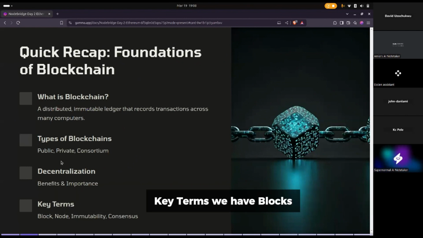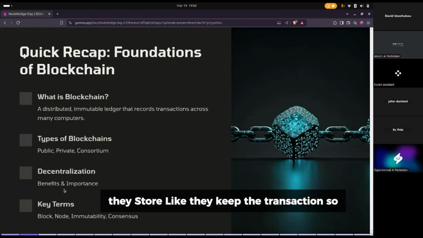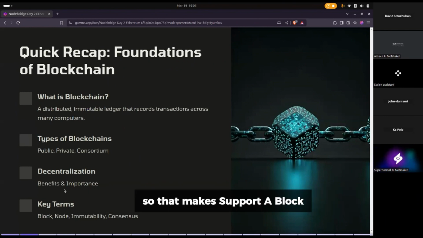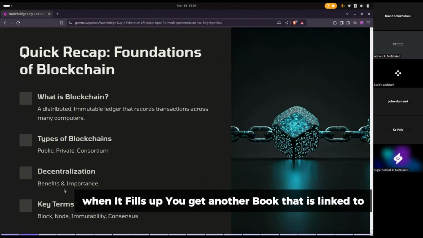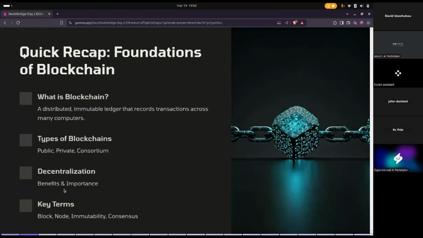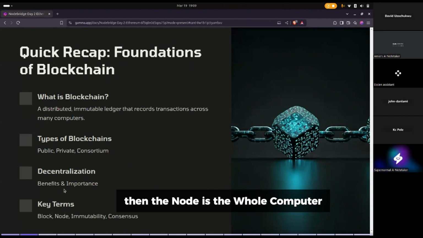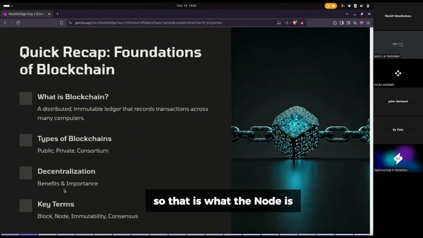Key terms: we have blocks. These keep the transactions. For you to have a block, you need a number of transactions that make up a block. It's just like the book where you keep writing your record. When it fills up, you get another book that is linked to that previous one. You keep writing, you get another book. So that is a block. And then what you write into it is the transaction. Then the node is the whole computer which takes record of that. So that is what the node is. Immutability means it can't change.